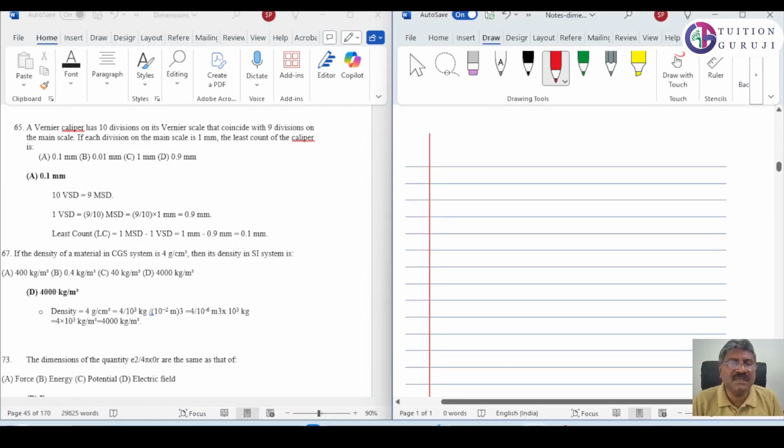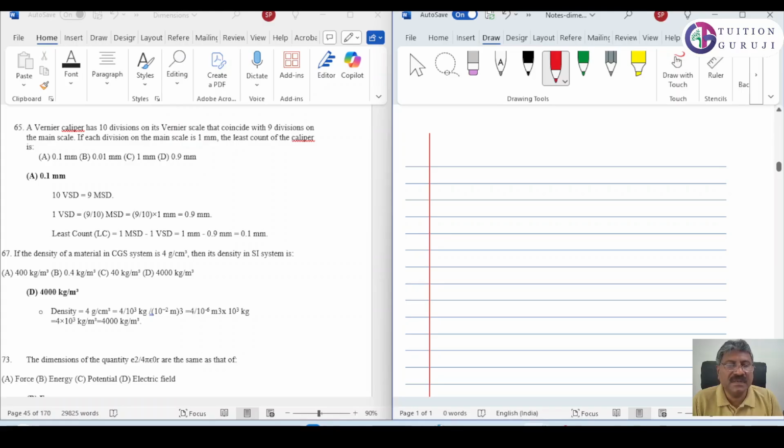The vernier caliper has 10 divisions on its vernier scale that coincide with 9 divisions on the main scale. If each division on the main scale is 1 mm, the least count of the caliper is? So we know that 10 vernier scale divisions equal 9 MSD. Okay, it is given. So 1 VSD is equal to 9 by 10 MSD. So 9 by 10 into 1 mm is 0.9 mm. The least count is actually 1 MSD minus 1 VSD. So 1 mm minus 0.9 mm means 0.1 mm.